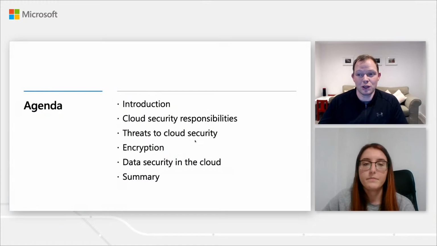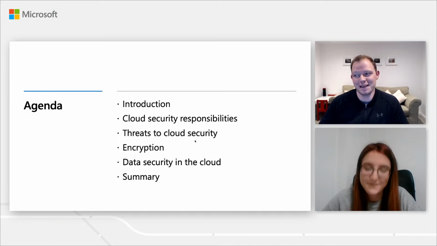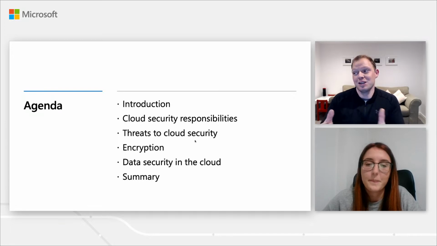First of all, we're just going to look at the introduction, which you're kind of in now. We're then going to talk about cloud security responsibilities. We'll look at threats to applications and our environments that run in the cloud. We'll look at encryption. And we'll try our best, Christina, won't we, to explain encryption. It's not the most obvious thing. And then we'll look at data security and some integrated tools that you can use in the cloud to secure your environments. And then we'll summarize that all up and give you some key takeaways that you can take away at the end.